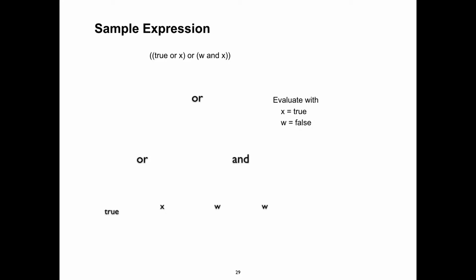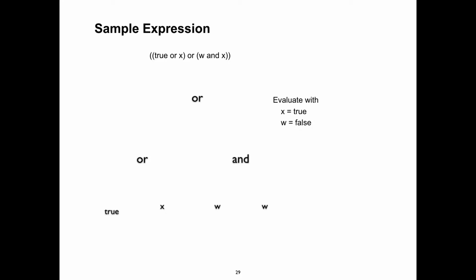Again, the lines connecting up the tree are gone. But there's a little expression: true or x or w and x. So that's an expression in the language of Boolean expressions. And then we can build a tree. The top-order operator is the or, and then on one side we have another or and an and. This or has true and x, and the and has a w, and there's a typo, that should be an x. And now to evaluate this, what do we do?